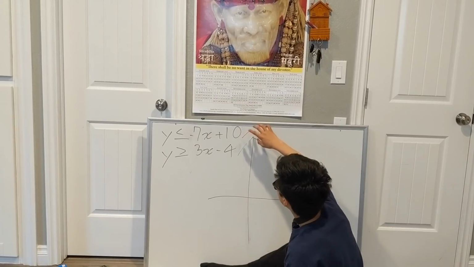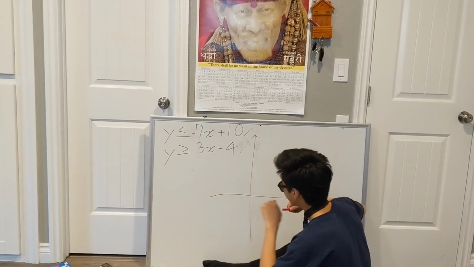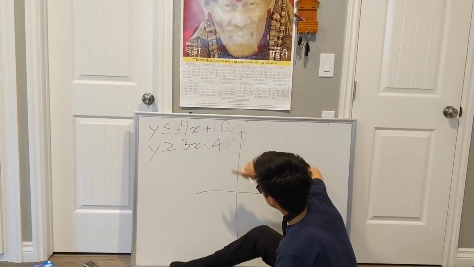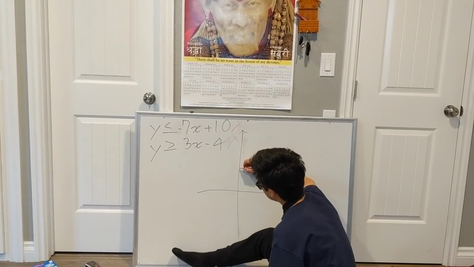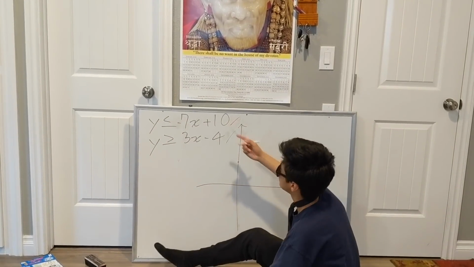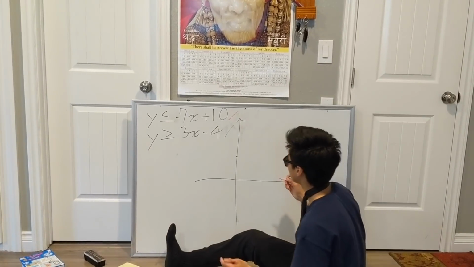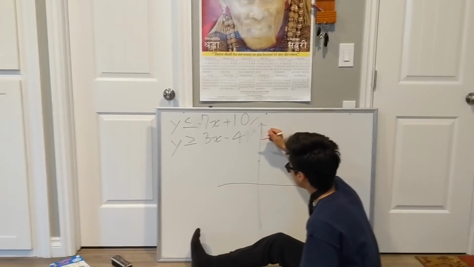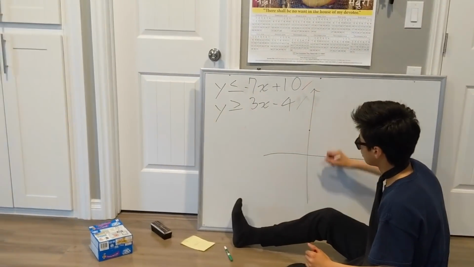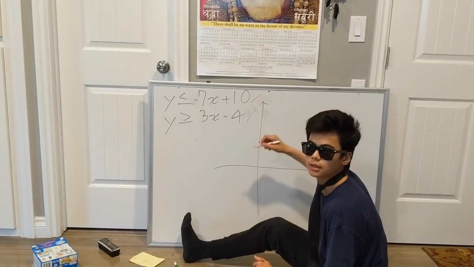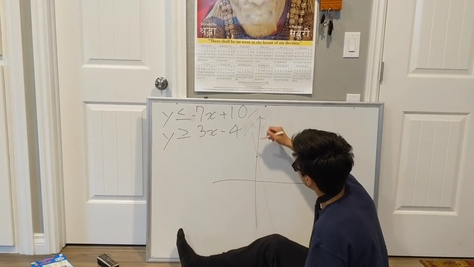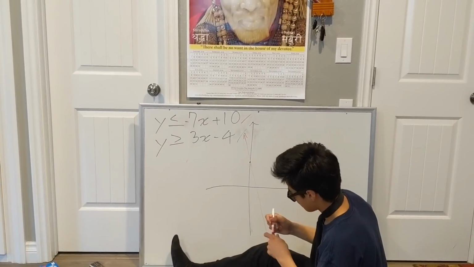Okay, so the first inequality is going to be in red. Plus positive 10 is the y-intercept, so let's go right here. For the first equation, we're lucky because it's already in slope-intercept form, which is the ideal form you want it to be in when you graph. So negative 7x, it's going to be something like this. Oh, actually, it's going to be going both ways.